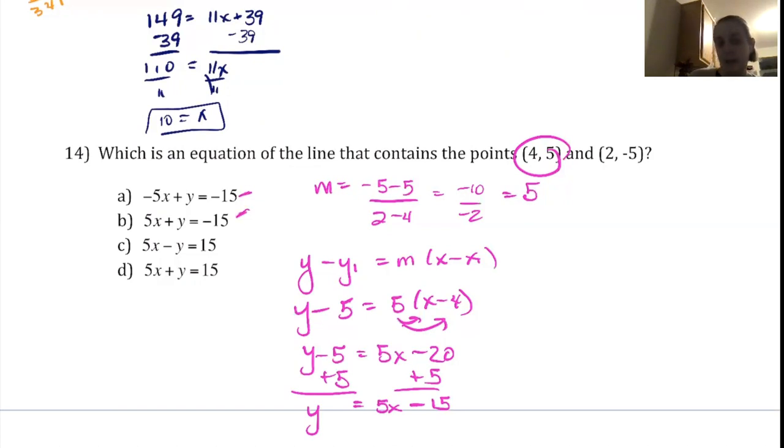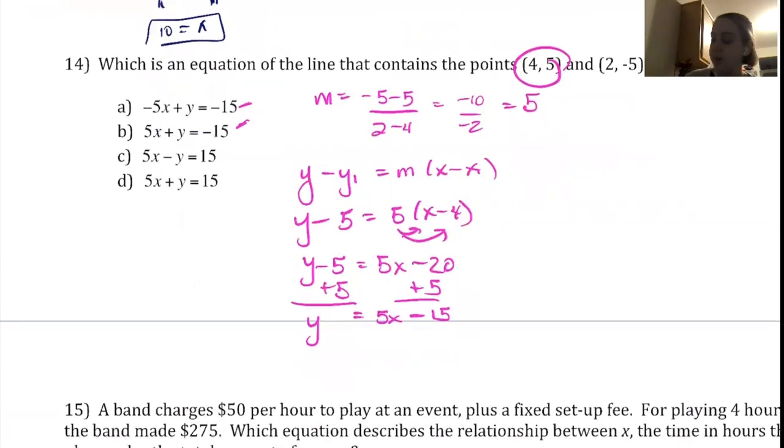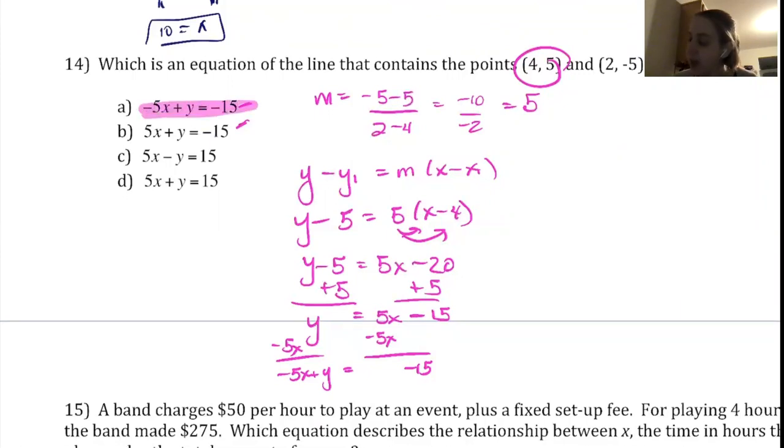But ours is in slope-intercept, and we want standard form. So I'm going to subtract 5x on both sides. So negative 5x plus y equals negative 15. Now be careful. I see that answer here in A. However, A is not standard form. Why is it not standard form? Because the A term, that x, is negative, and we can't have a negative x side. So what we need to do is divide everything by a negative 1.